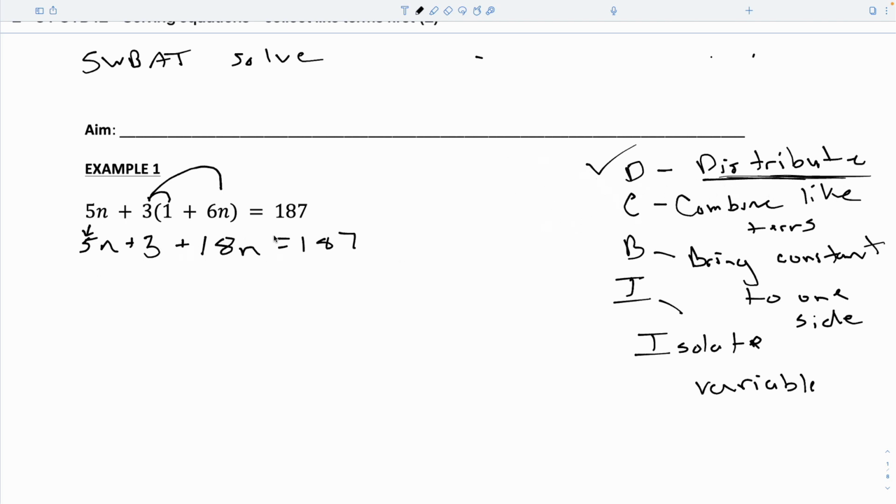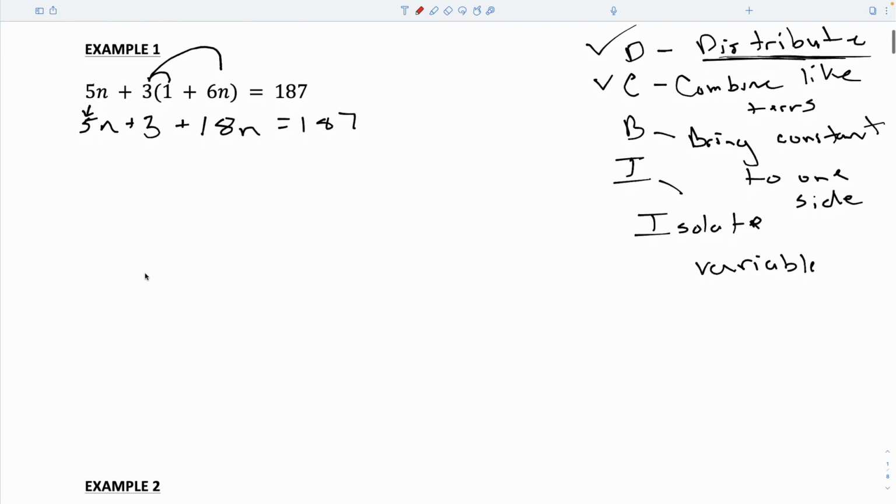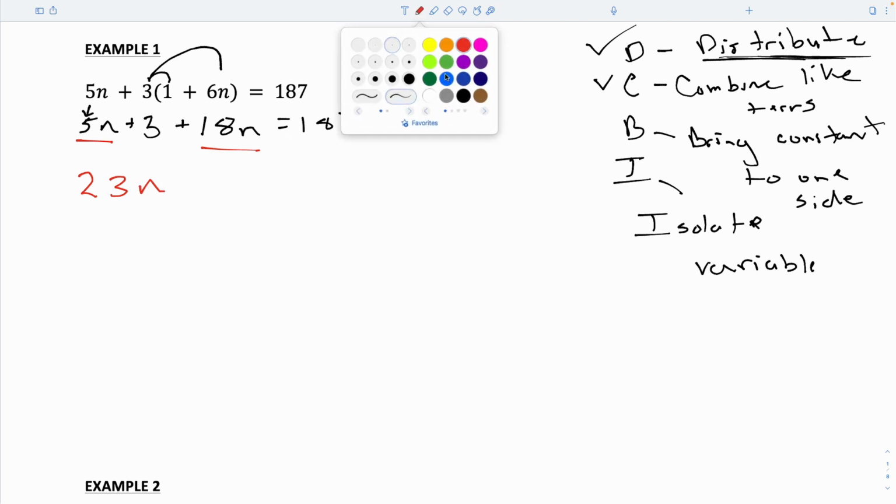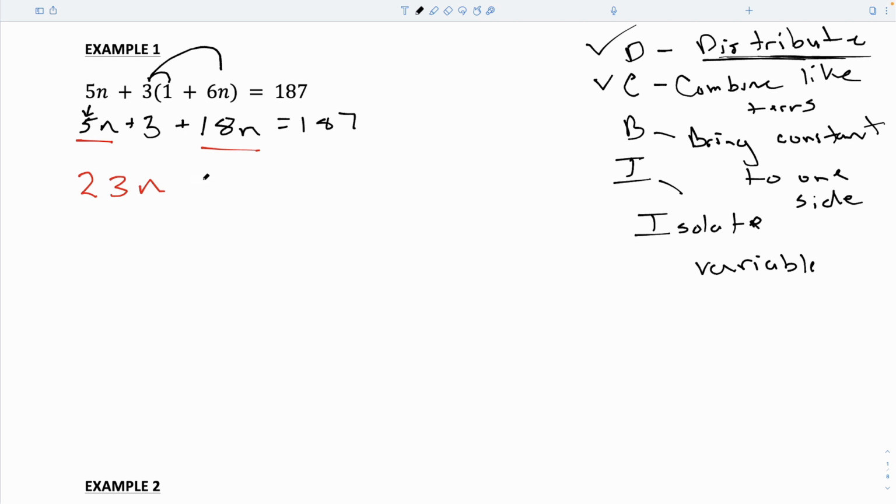Jazz, what numbers on the left side are like terms? I'm looking for the numbers that look similar. What numbers do you notice that are similar? 5 and 18. Yeah, why are they similar? Why are they like terms? Beautiful. So let's combine them. 5 plus 18 is what? Jasper? Yeah. Okay. 23, don't forget your n. Bring down the 3. Bring down the equals 187.